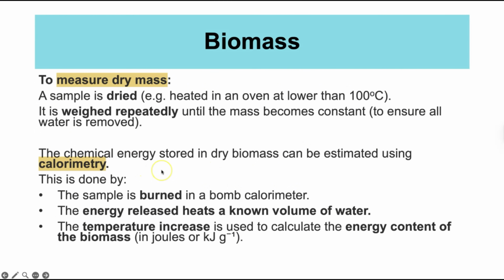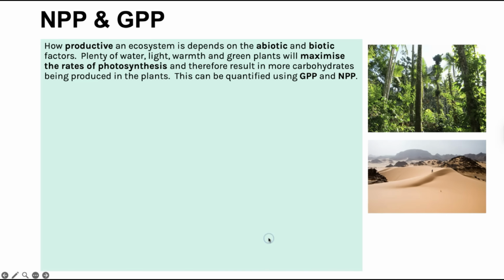The chemical energy stored in dry biomass can also be measured or estimated using calorimetry. And this is done by burning the sample in a bomb calorimeter. And then the energy released from that combustion is used to heat a known volume of water. What you would do is measure the temperature increase, and that is then used to calculate the amount of energy that there must have been in the biomass, because that energy has been converted into heat energy. And that is measured in joules or kilojoules per gram.